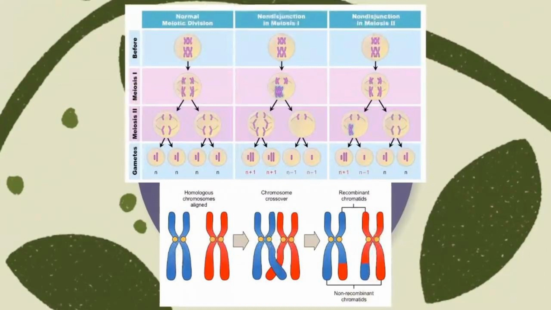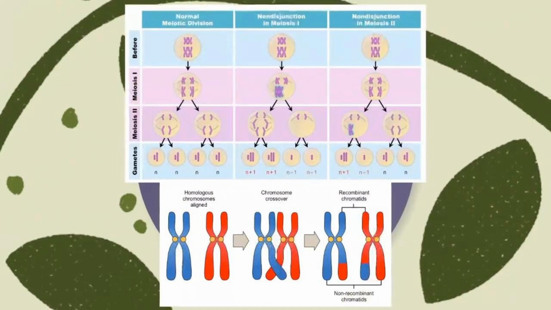If you have 2 copies of a chromosome from one parent, and then that comes together with the single copy from the other parent, that results in you having 3 copies of that one chromosome, and we call that trisomy. An example of this is Down syndrome, where they have trisomy 21.